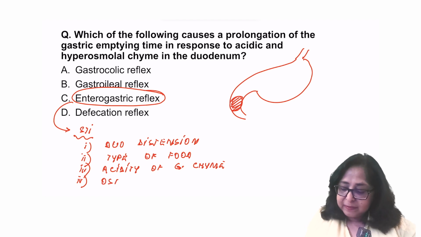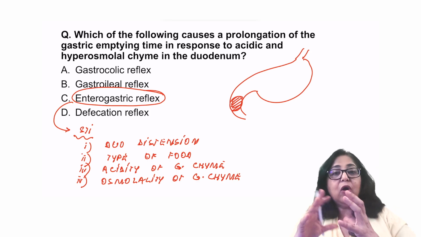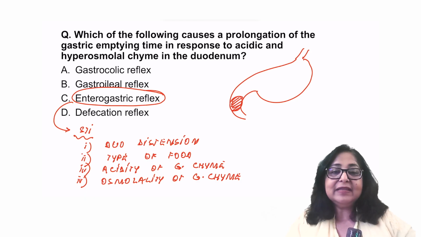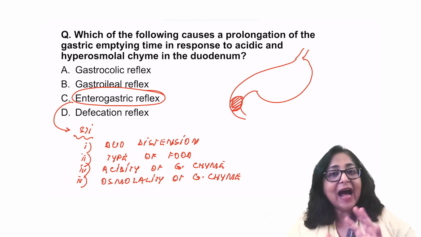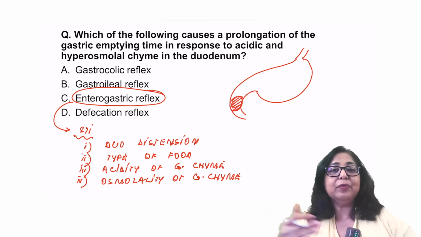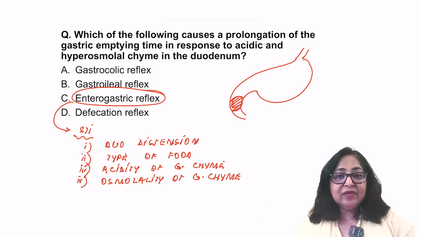It also depends upon the osmolality of the gastric chyme. Ideally, the gastric chyme should be isotonic. Now, there are osmoreceptors present even in the duodenal mucosa, and this will detect if the gastric chyme is hypo or hyperosmolar. Either way, it will cause a decrease in gastric motility and prolong the gastric emptying time. So this is your enterogastric reflex.